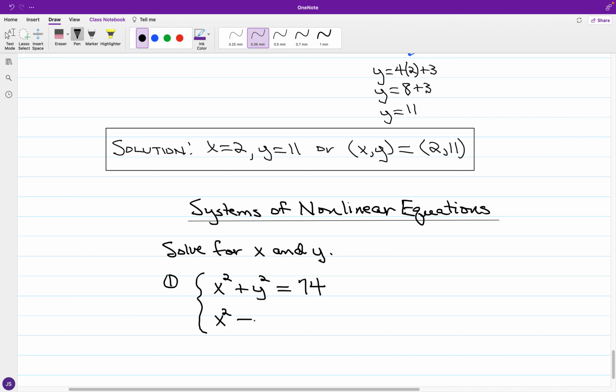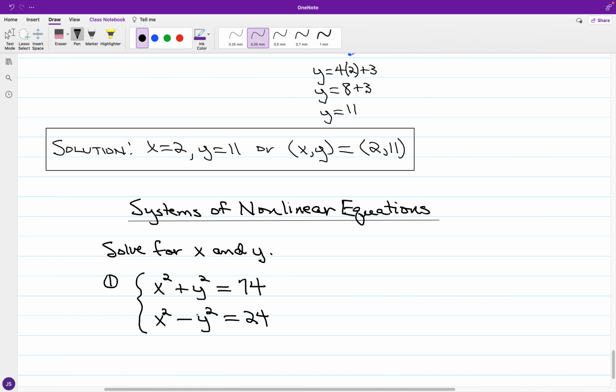Now I have that x squared minus y squared is equal to 24. And if you notice, we can apply the addition method, since you're going to have additive inverses with positive and negative y squared. So you have x squared plus y squared is equal to 74, and simultaneously we have x squared minus y squared is equal to 24, and so we can add both equations together.